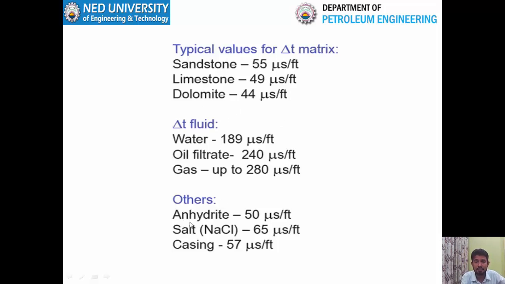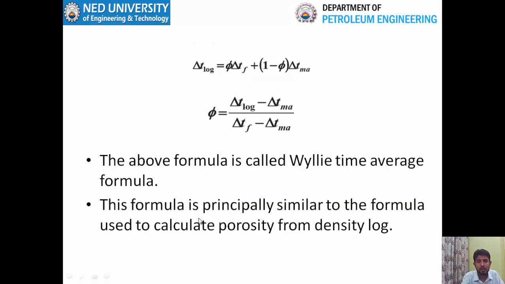Anhydrite and salt, again we have seen that they also have delta T values, but we never calculate porosities against impermeable zones. So anhydrite and salt are impermeable zones, and we will never be calculating porosities in these zones. So these will not be used in equations, but these numbers can be used to identify the lithologies. So you can use this formula. This formula is quite similar to what we have used in the density log.